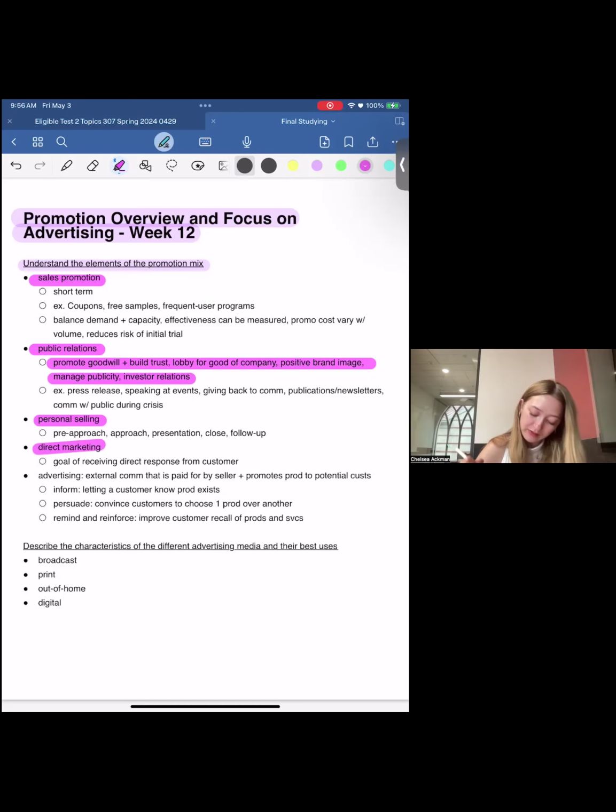Direct marketing has a goal of receiving direct response from the customer. And then advertising is external communication that is paid for by the seller and promotes a product to potential customers. Advertising can be used to inform, persuade, remind, and reinforce. And then describe the characteristics of the different advertising media and their best uses. So the different advertising media are broadcast, print, out-of-home, and digital.